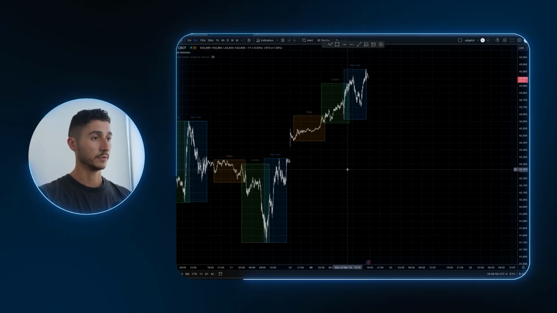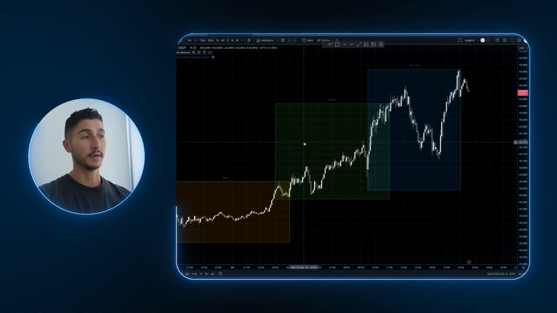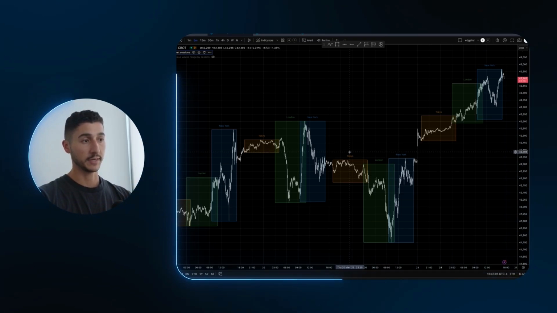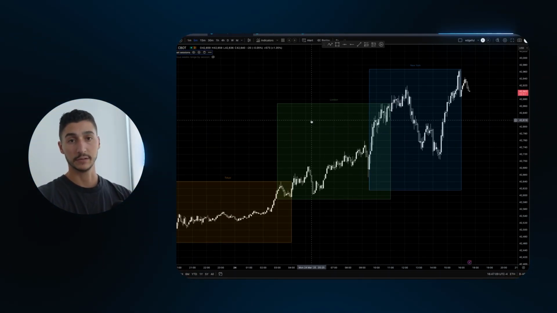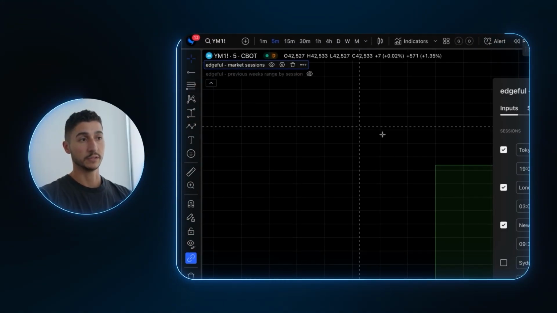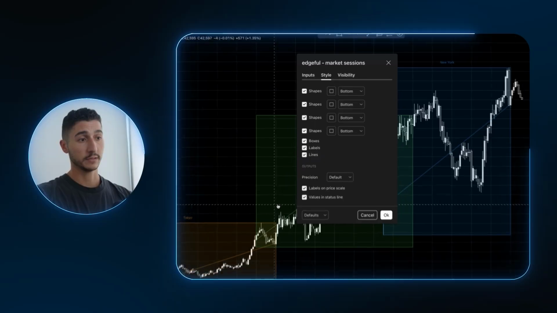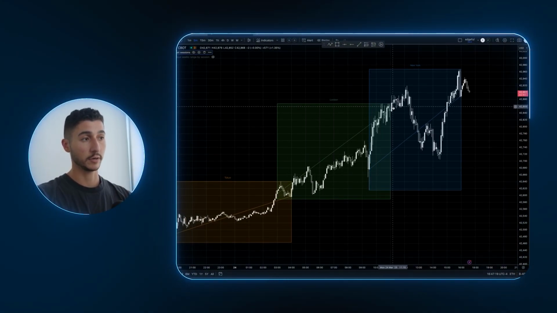And I will go to today. Actually, this is a pretty decent example. One thing is that obviously this market sessions indicator that plots out the Asian, London, and New York sessions will be very helpful to you in this example. If you go to the settings and you go to style, you go to lines, it'll plot out these lines that go from the open to the close of the sessions.